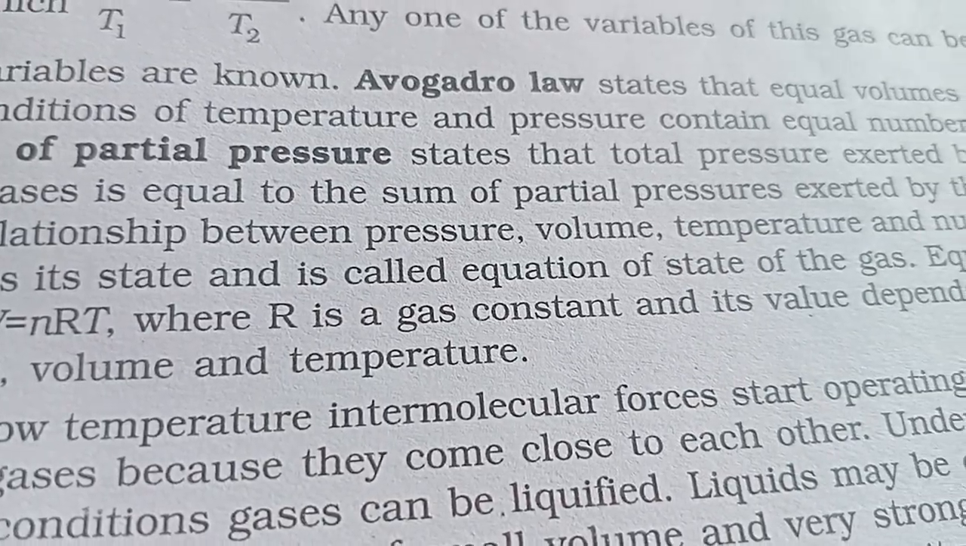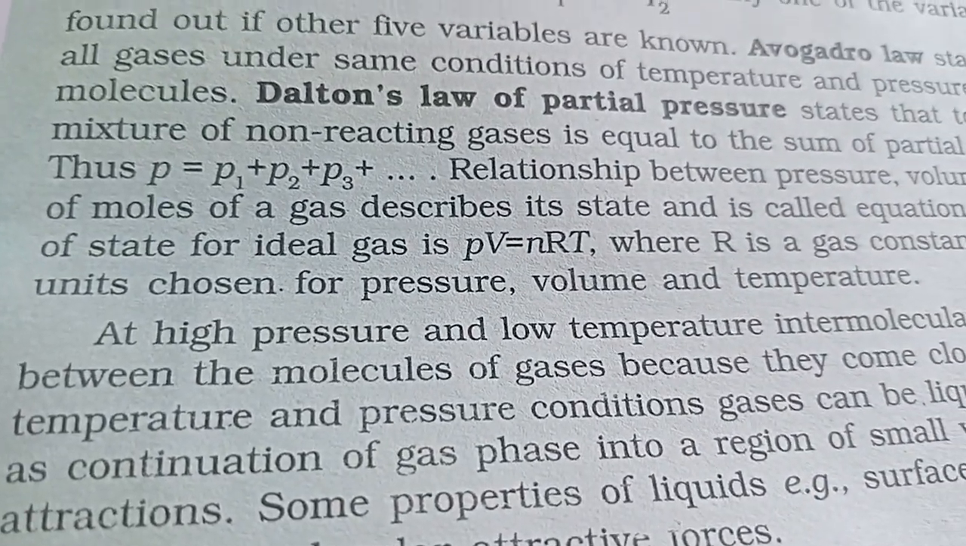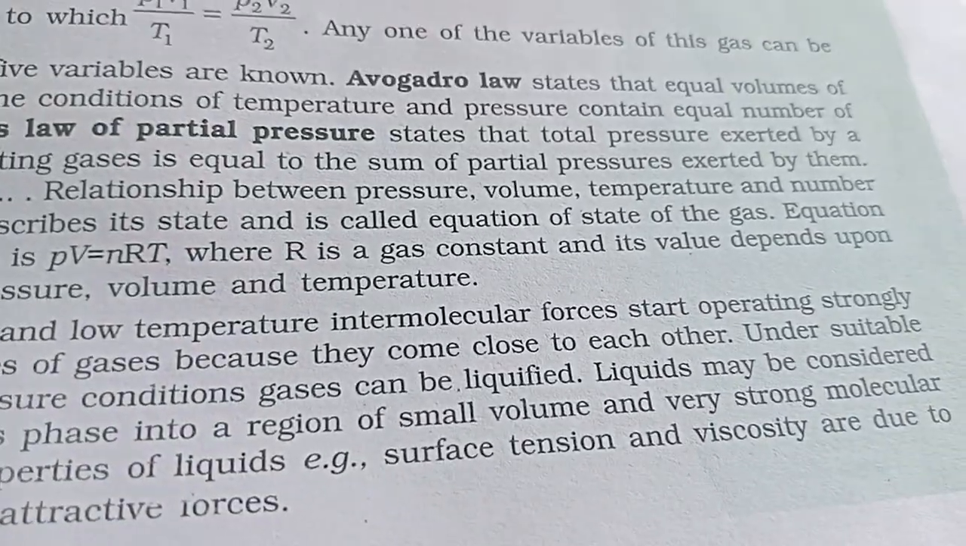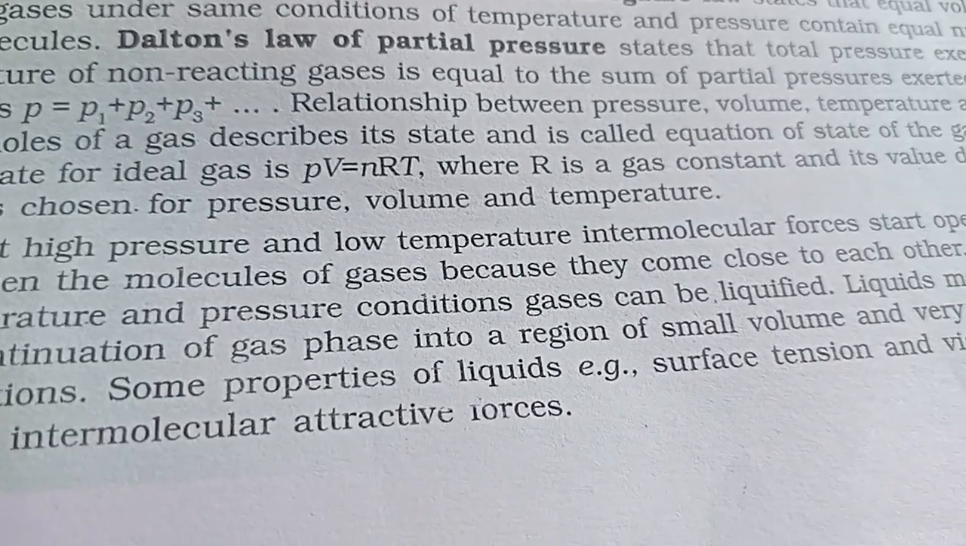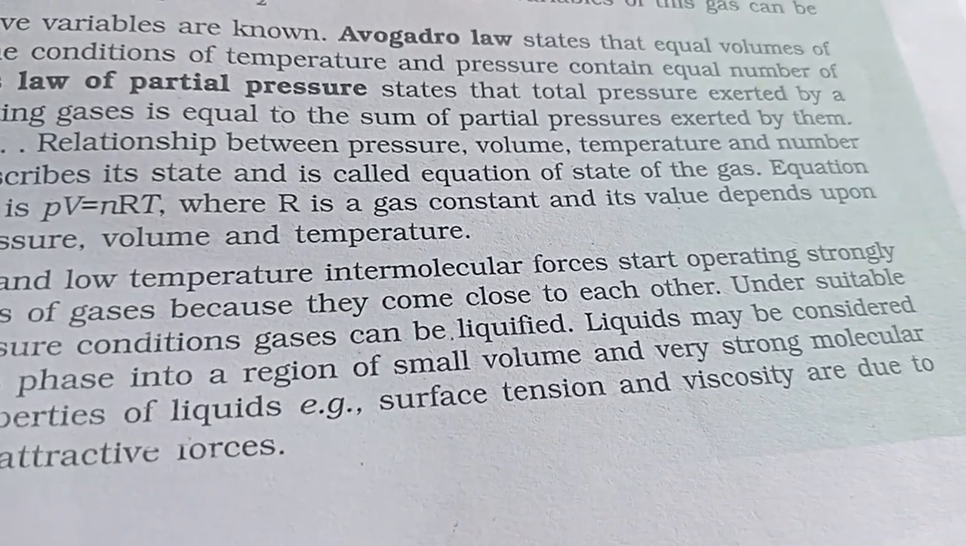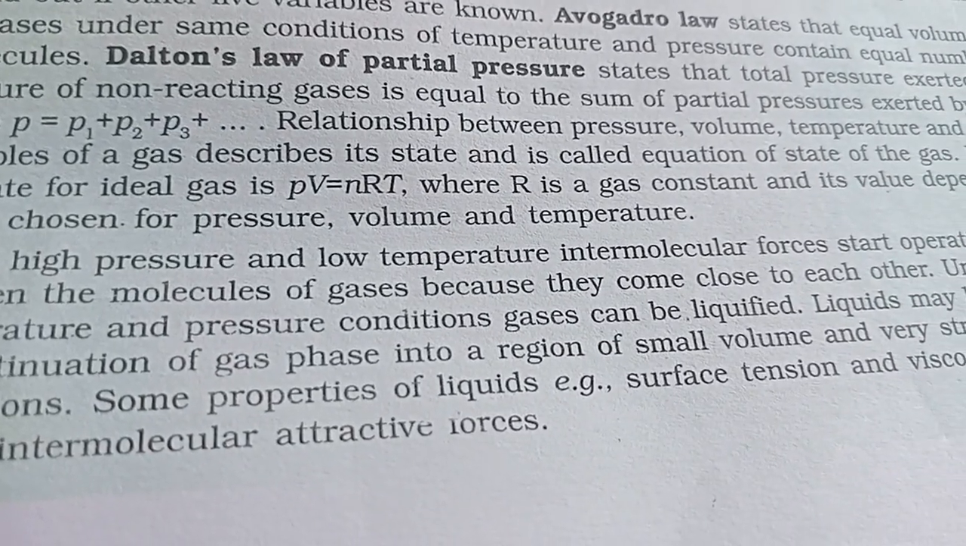The relationship between pressure, volume, temperature, and number of moles of a gas describes its state and is called the equation of state of gas. The equation of state for ideal gases is PV = nRT, where R is the gas constant and its value depends upon the units chosen for pressure, volume and temperature.